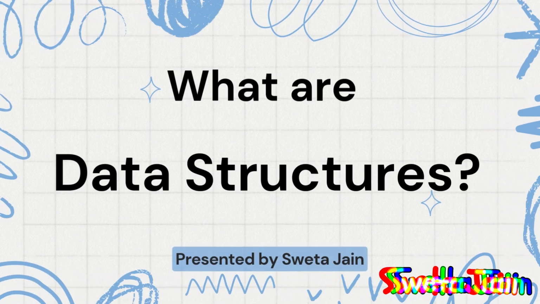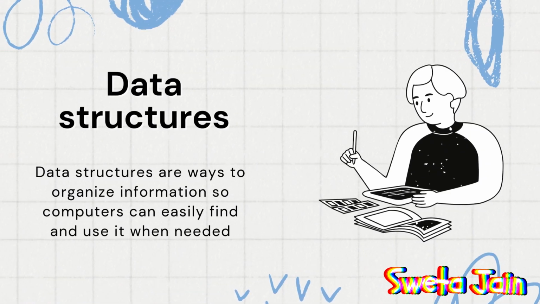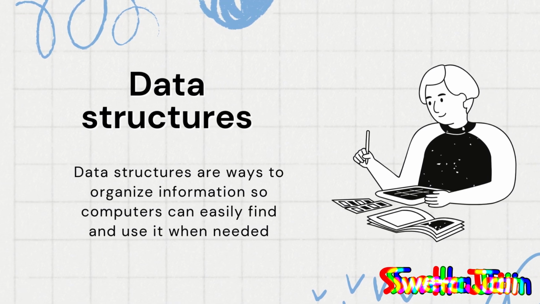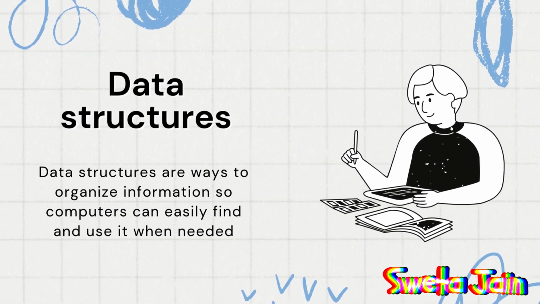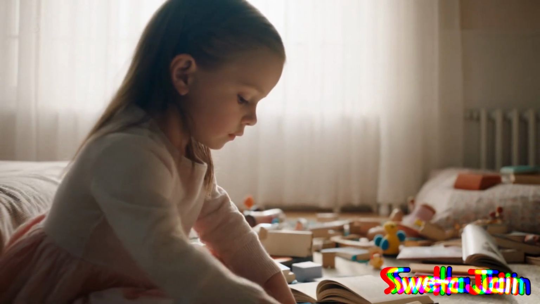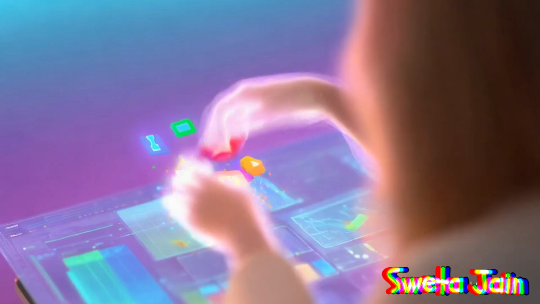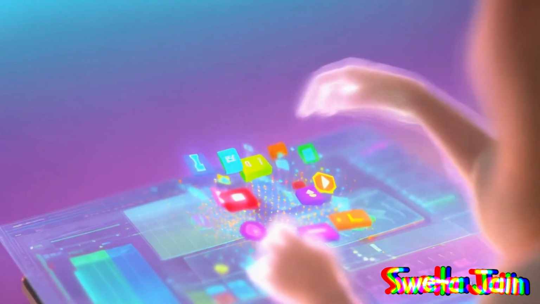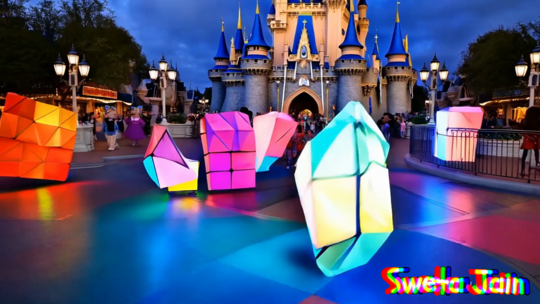What are data structures? Data structures are ways to organize information so that computers can easily find and use it when needed. Imagine trying to find your favorite toy in a messy room. It takes forever. But if you organize your toys, it's super easy to find what you need. Computers use data structures to do the same thing with information.